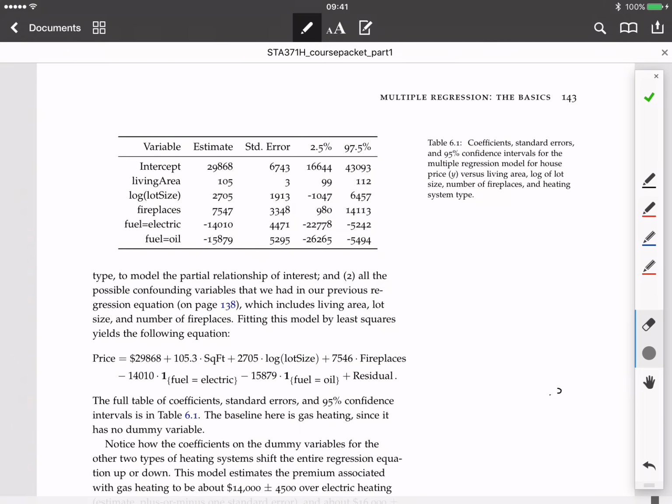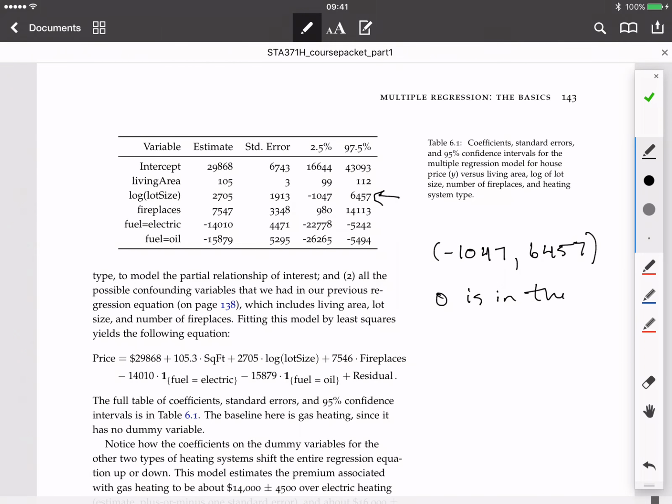Let's try a different example. Let's look, for example, at the coefficient on lot size, right here. Okay, so here, the coefficient on log of lot size, the 95% confidence interval goes from minus 1047 to 6457. And that means 0 is in this interval. Okay, and all that means is that we can't rule out 0 as a plausible value, and so we would say that lot size is not statistically significant at the 5% level.